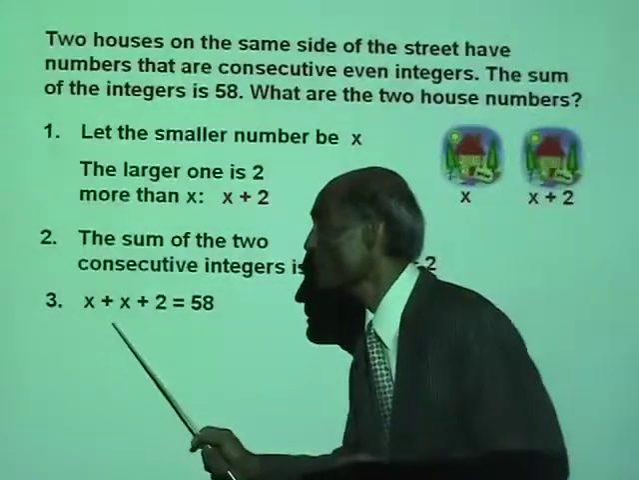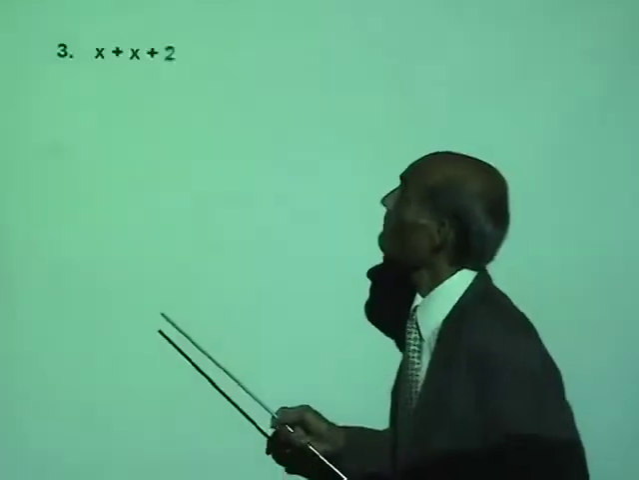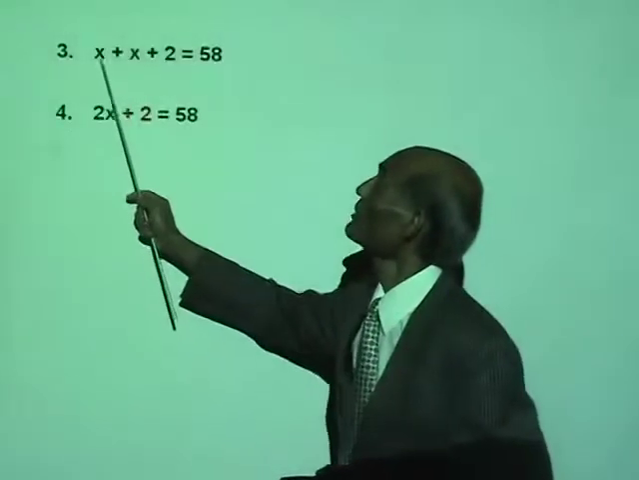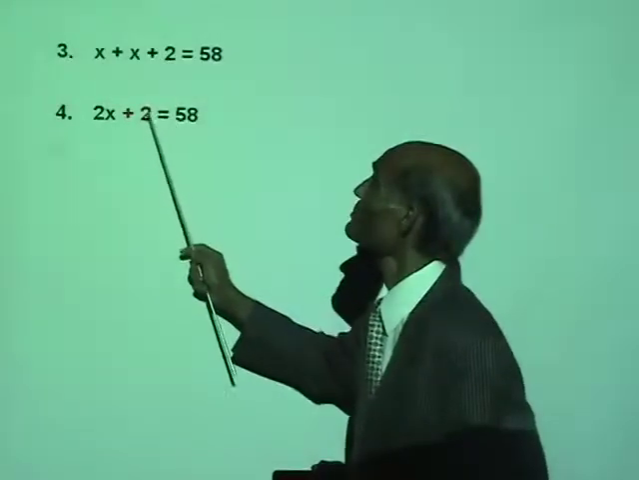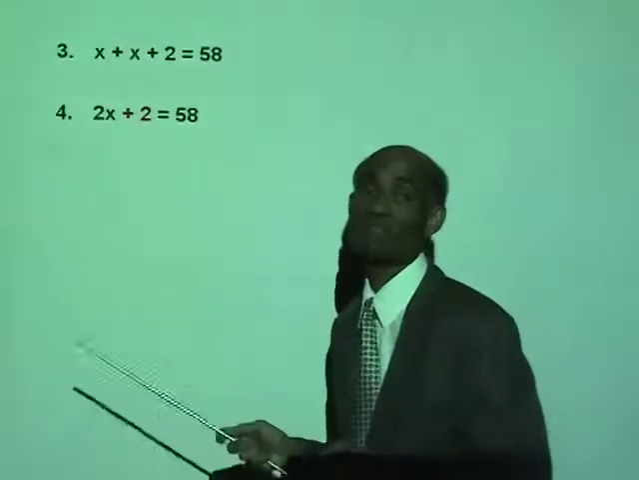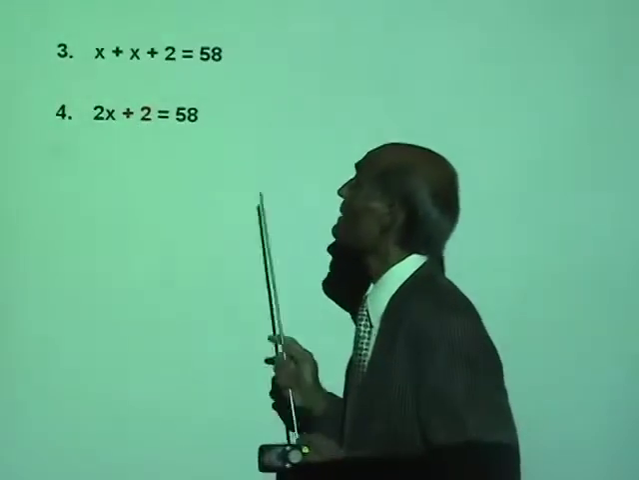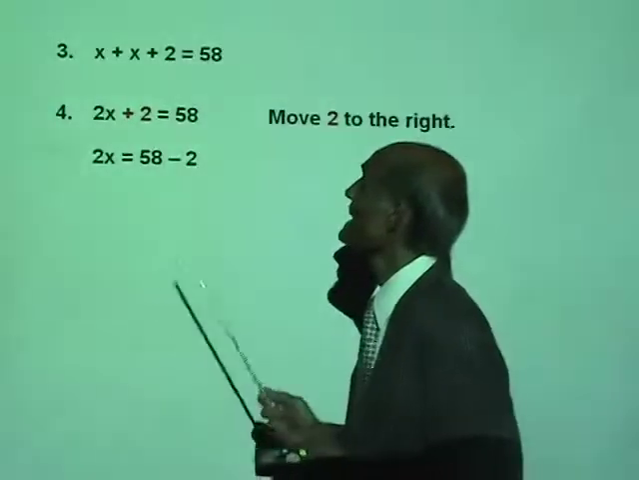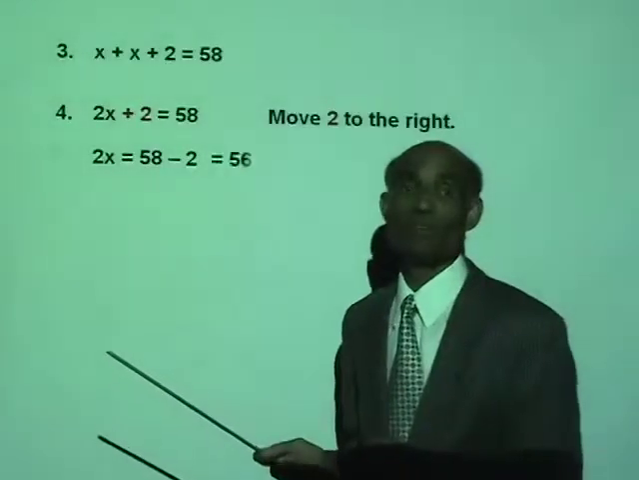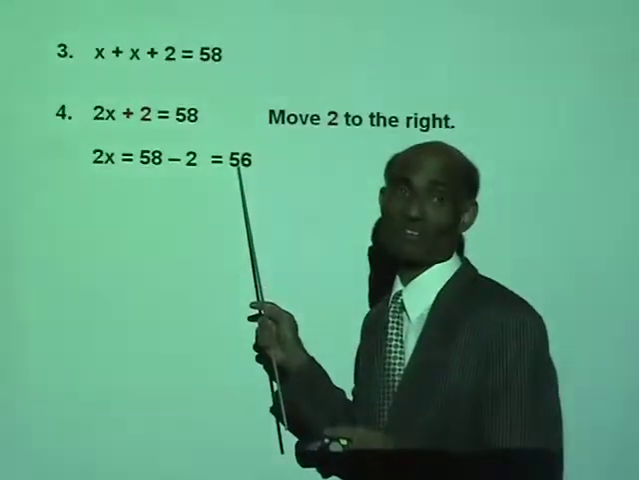Alright, simplify the left-hand side by adding the two x's. There you got the equation. You got x plus x is 2x. 2x plus 2 equal to 58. Move the positive 2 to the right, you get 2x equal to 58 minus 2, or 2x equal to 56.